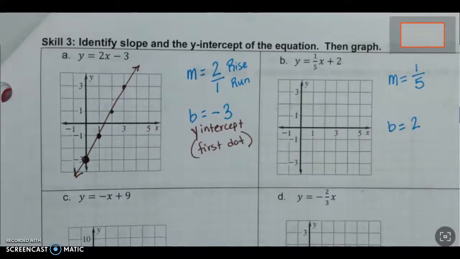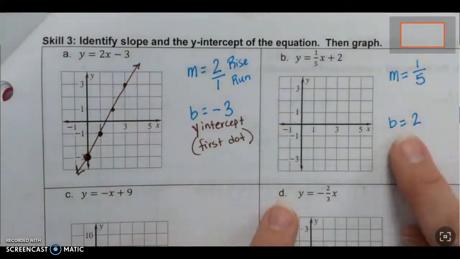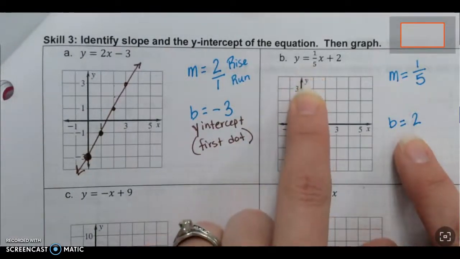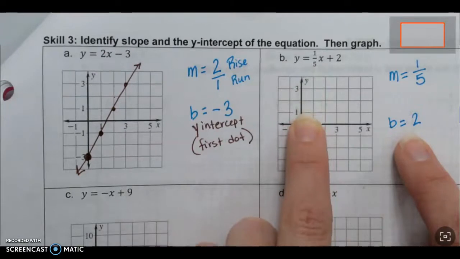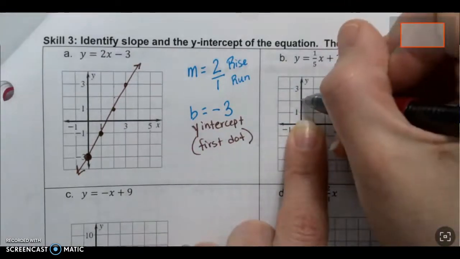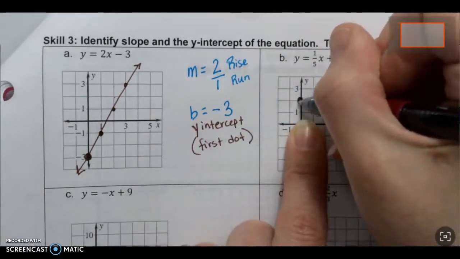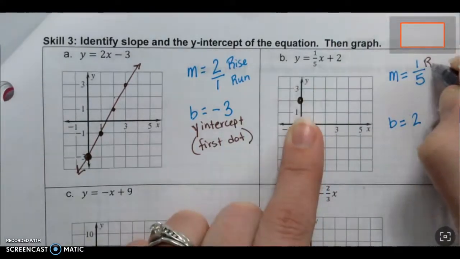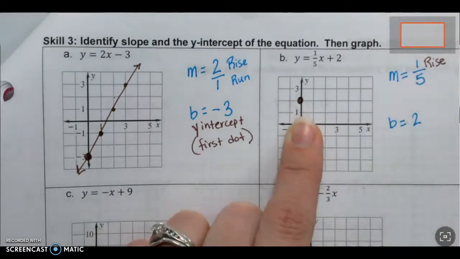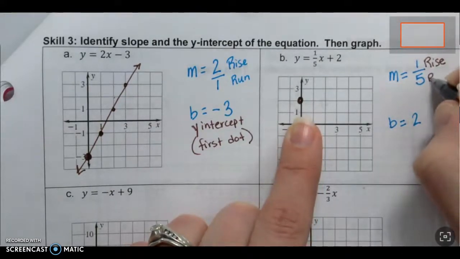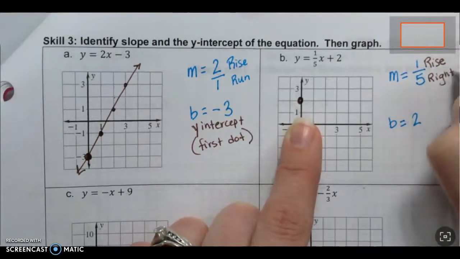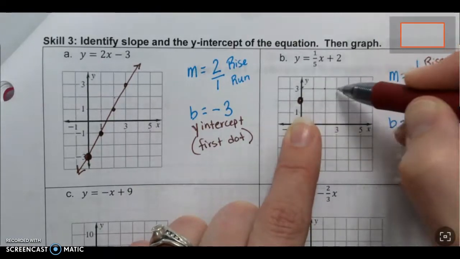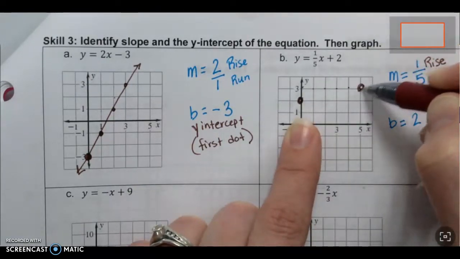Okay, let's try that again. This b value, that is our y-intercept, that is where our graph crosses the y-axis. So on this y-axis, we're going to go to the number 2, which doesn't have a number on it. It'll be right here. And then from there, I'm going to rise 1, which means go up 1, and I'm going to go to the right 5. So I'll rise, and I'll go to the right.